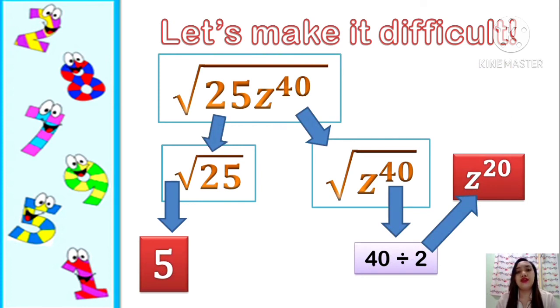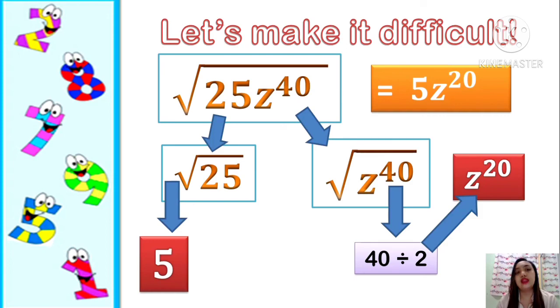Next, how about if we have the square root of 25z to the 40th power? Of course, ang gagawin natin, we are going to separate the number and the variable. So, the square root of 25, you will get 5. And then, the square root of z to the 40th power, you will get z to the 20th. So, bakit 20 ang exponent ni z? Kasi, lagi nating dinidivide sa 2 ang exponent. So, if we combine the two, the answer is 5z to the 20th power.